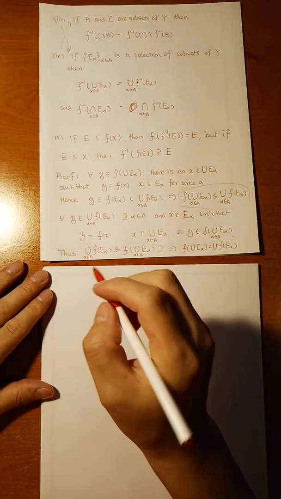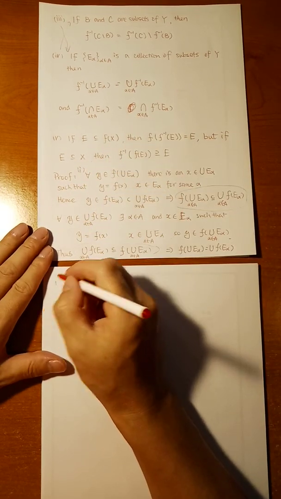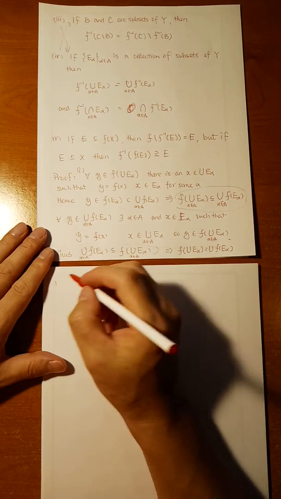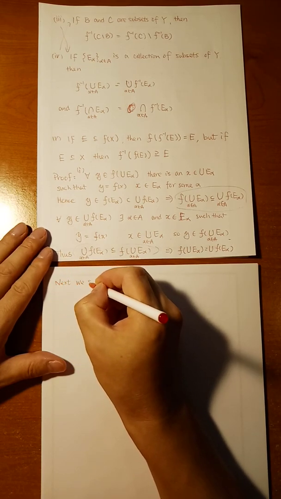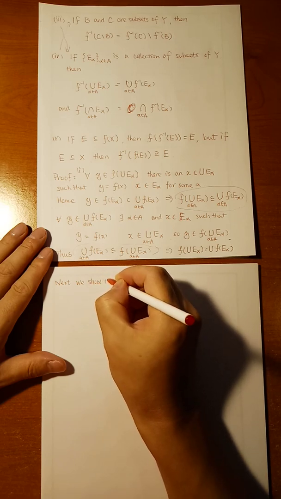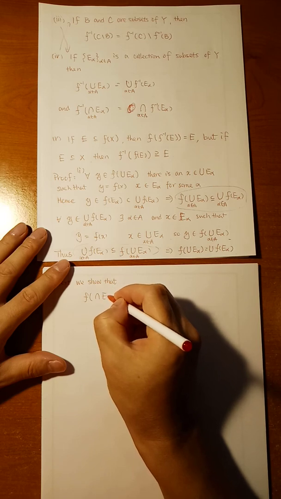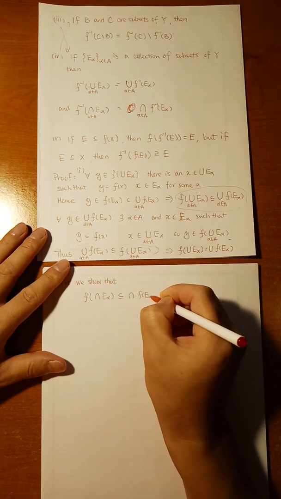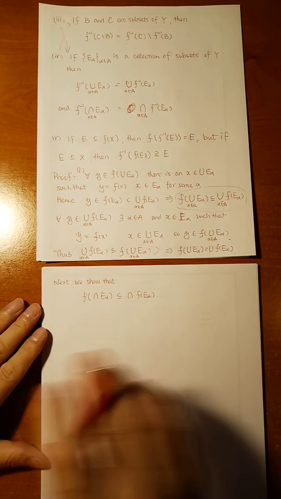Okay, so we proved part one. Oh no, it's just the first part of part one. We are going to prove the next. We show that f of the intersection of E alpha is a subset of the intersection of f of E alpha. Just one direction.